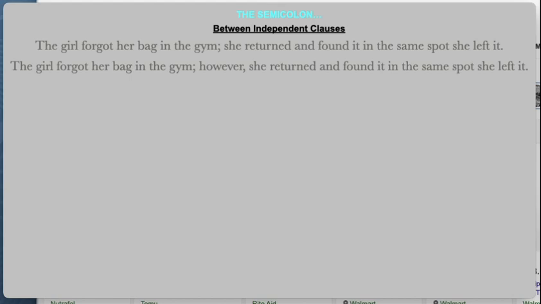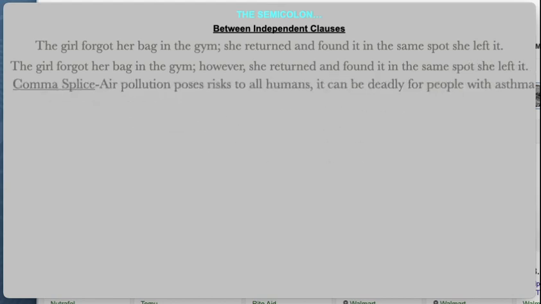And as a side note, a semicolon must be used whenever a coordinating conjunction is not used between independent clauses. If you merely use a comma and you don't use a coordinating conjunction or a semicolon, it's an error, and it's known as a comma splice. Here's an example. Air pollution poses risk to all humans, it can be deadly for people with asthma. This is a comma splice.